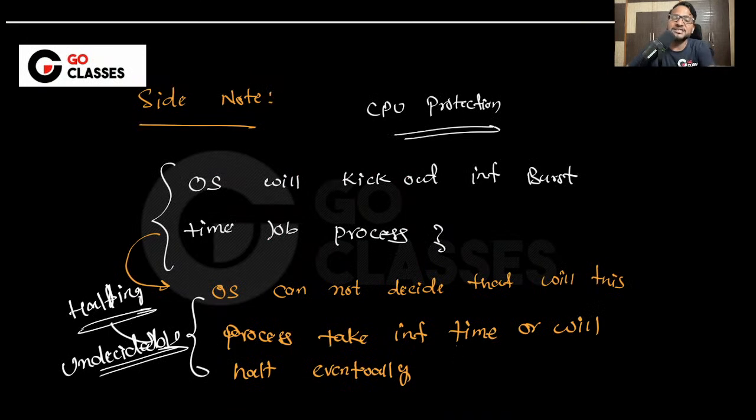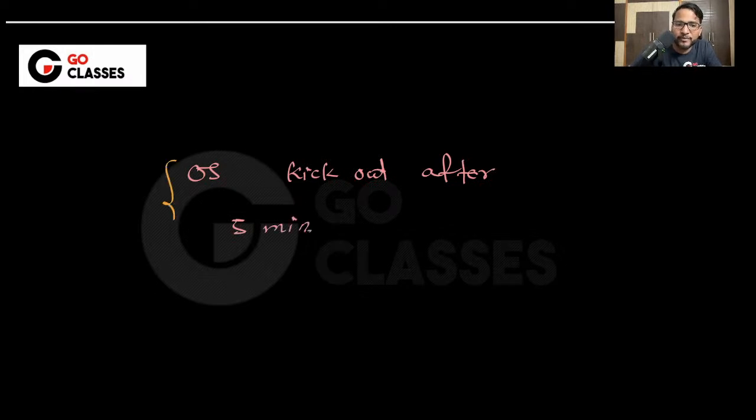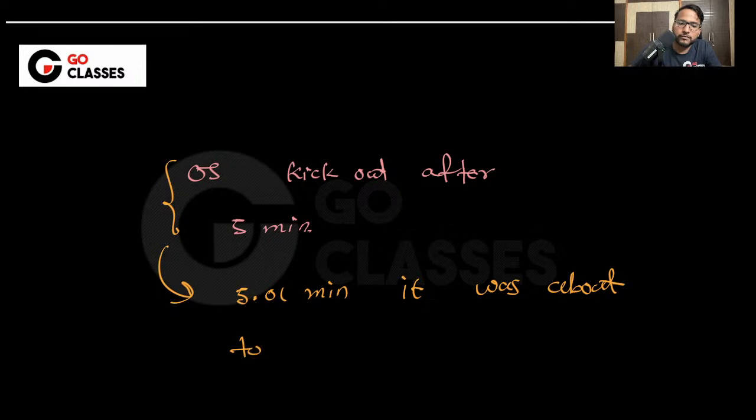I'm not going into the detail of the halting problem, but let's suppose that the OS kicks it out after 5 minutes. But maybe after 5.01 minutes it was about to do something. So who is responsible for that? If you are kicking it out, then who is responsible for that?